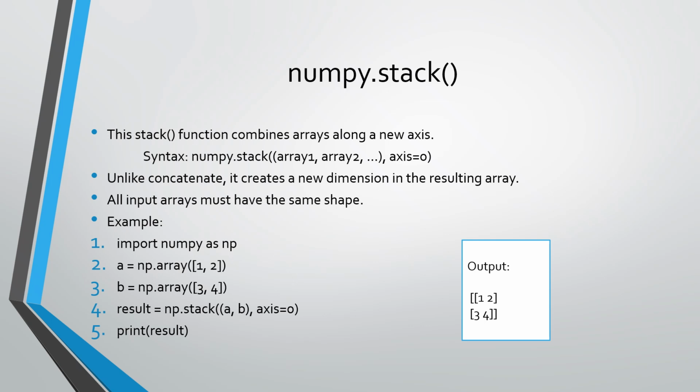The next function is the NumPy.stack function. This function can also be used to combine arrays along a new axis. So we have to specify two arrays. First we have created two arrays A and B. Array A contains two elements 1 and 2. Array B contains two elements 3 and 4. Now we have applied this stack function to join these two arrays. We have generated the output, that is 1, 2, 3, 4. So we have combined these elements based on a new axis along rows.